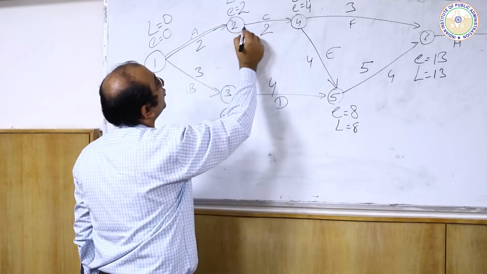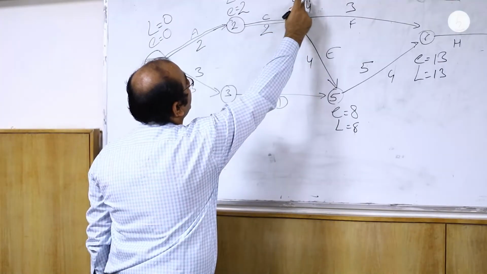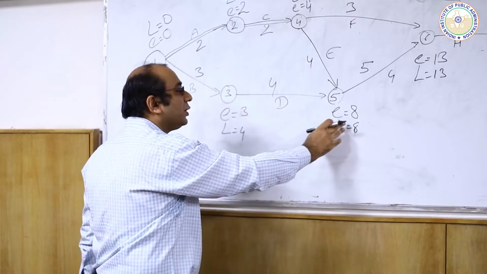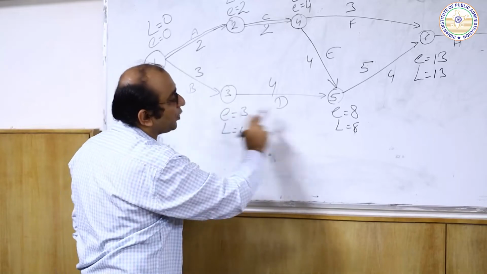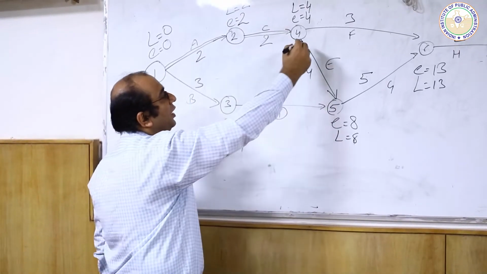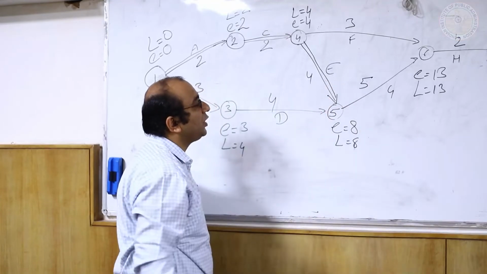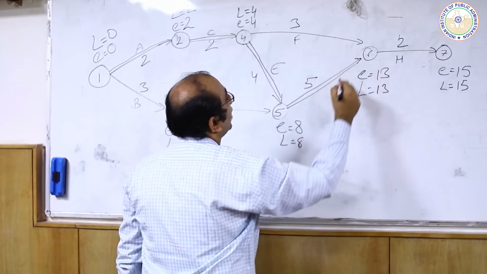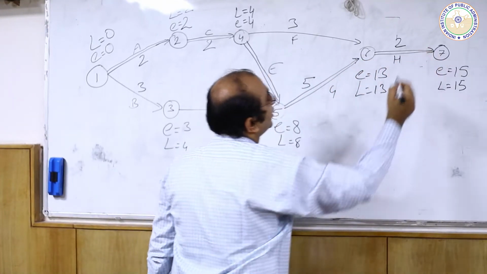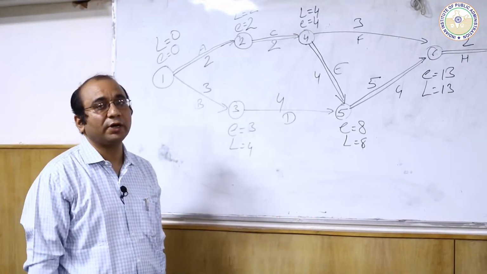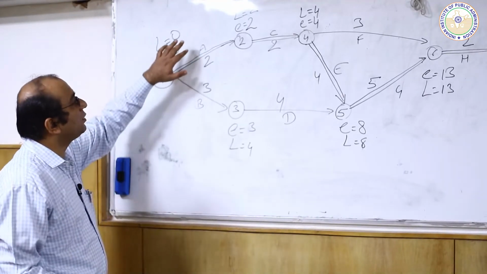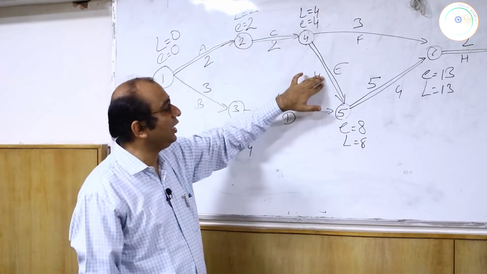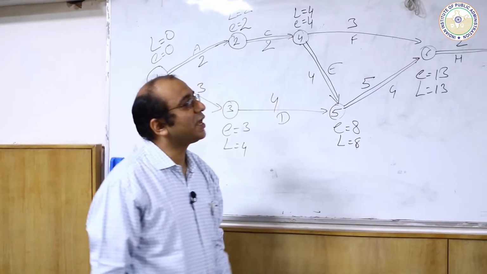And in the same way, if I move forward, this is another critical activity because L and E are equal because of this. And now I am coming here, L and E are both equal, but it is not because of this, it is because of this activity. So that is why this is also equal, this is a critical activity. Now from here, this is the critical activity, and finally from here, this is the critical activity. These are the activities which are critical. So finally, my critical path is A, C, E, G and H. These are my critical activities.